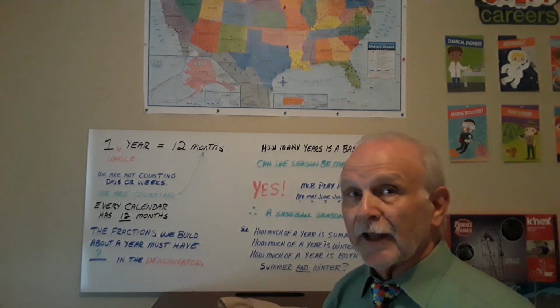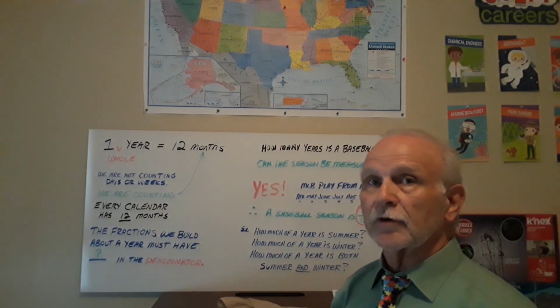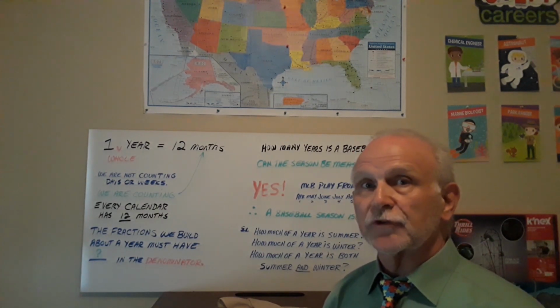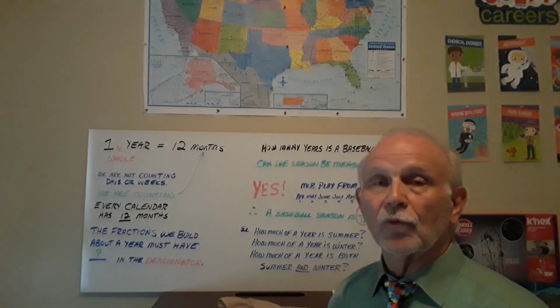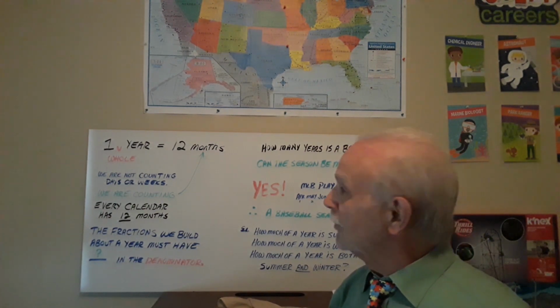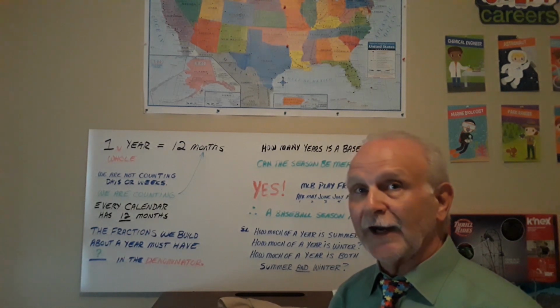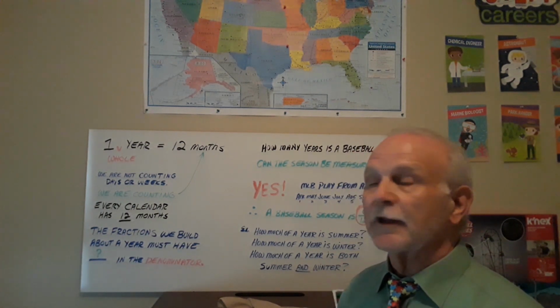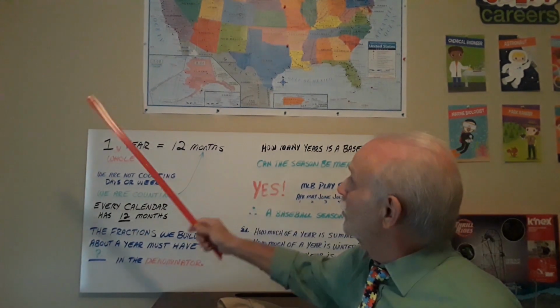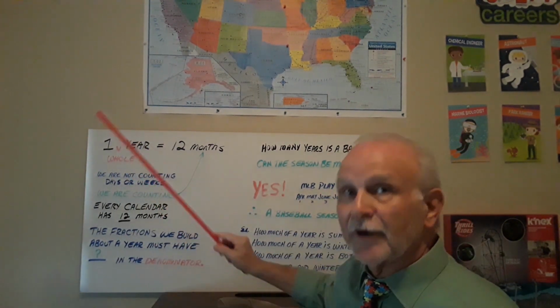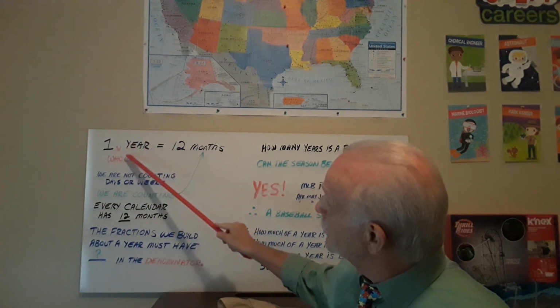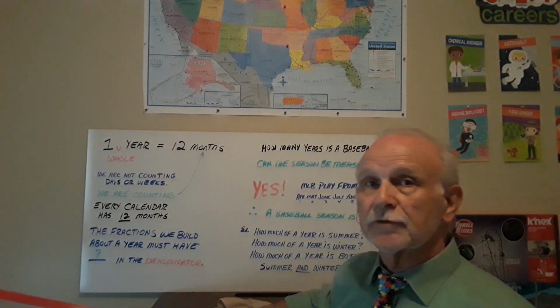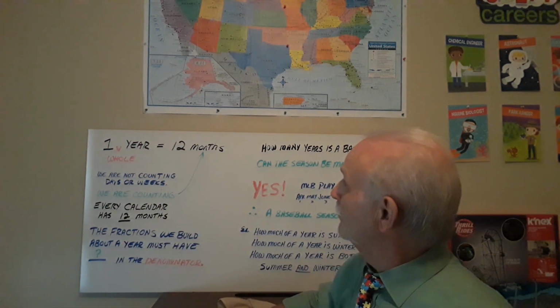Before we can add two fractions together, we have to come up with some fractions. So I decided that one of our categories that we're going to use to create fractions would be years. And here's my thinking. One whole year, we're talking about a whole thing. The entire year is 12 months. All right, everybody knows that.